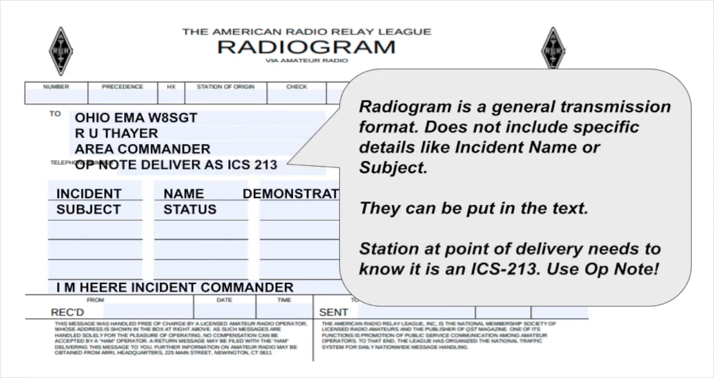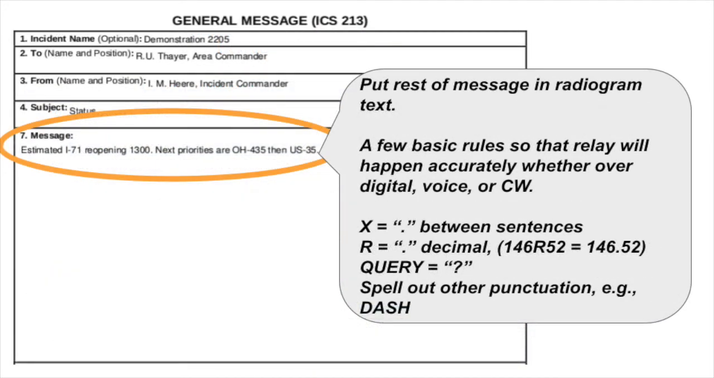And of course, we need to make sure that the operator at the station making the delivery knows that they're not just to complete the message on a radiogram form from ARRL and be done with it. They need to deliver the message in the form of an ICS 213. The op note before the text portion of the radiogram is where to provide that instruction. Now we can move on to putting the message in the text.